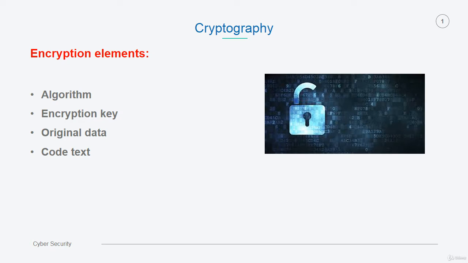We'll start with the encryption elements. We do have the algorithm, encryption key, the original data, the plain text that we have, and code text or cipher text.